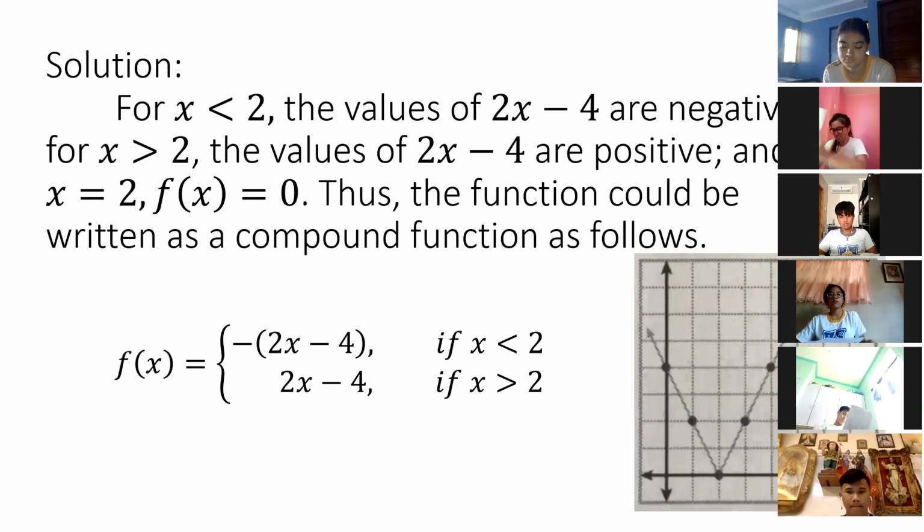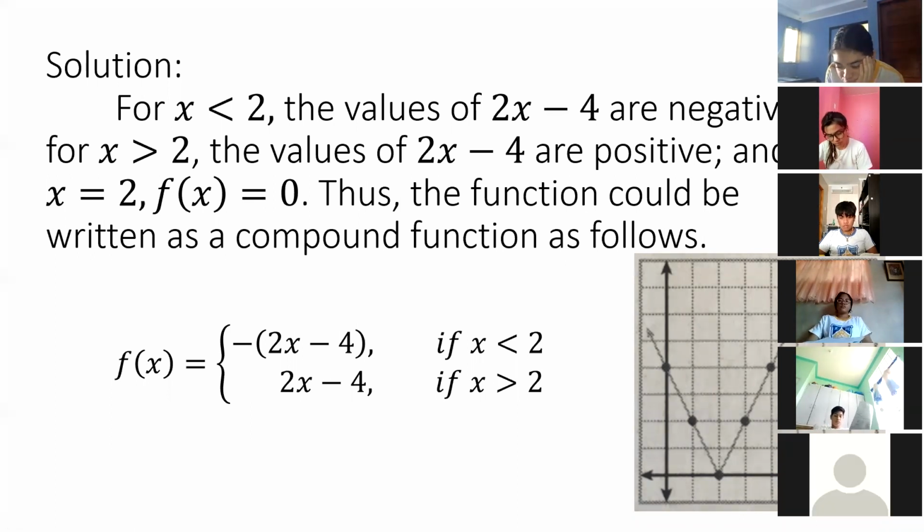Let's proceed. The instruction was to graph the function. So this is the graph of the absolute value function. In most absolute value functions, the graph is like a V or an inverted V. It's like a pyramid. That's the graph of an absolute value function. Notice that we have here a dot as the vertex. This is the part where, if the x is 2, y is 0. This is the y, this is the x.